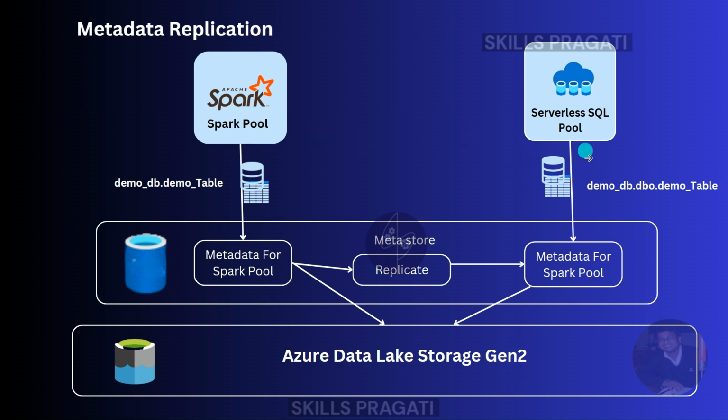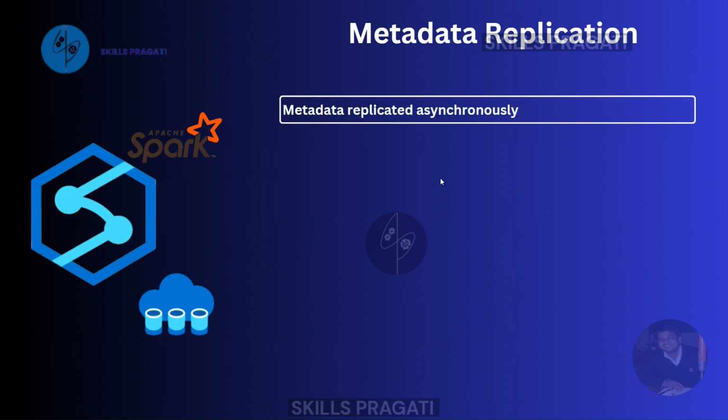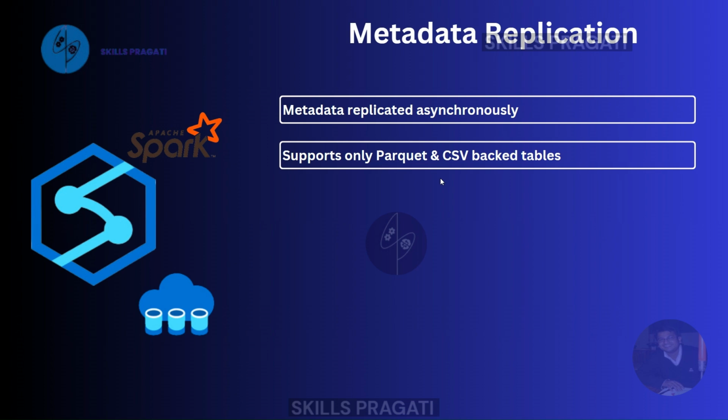Now that we understand how the metadata replication happens, let's go through some important points. Firstly, metadata replication happens asynchronously, so there is a small delay in replication. I've noticed up to a minute sometimes. The replication currently supports Parquet and CSV files. I assume Delta tables will be supported soon as well.